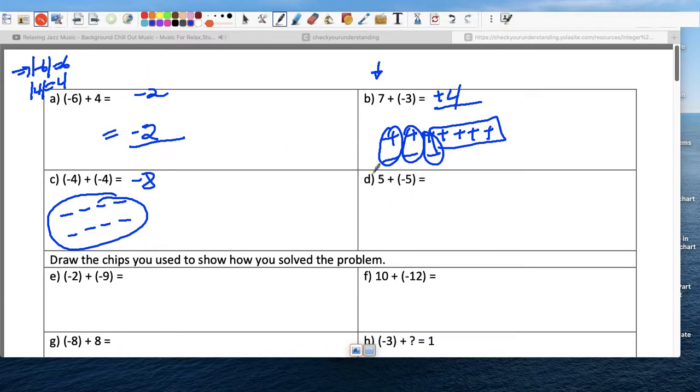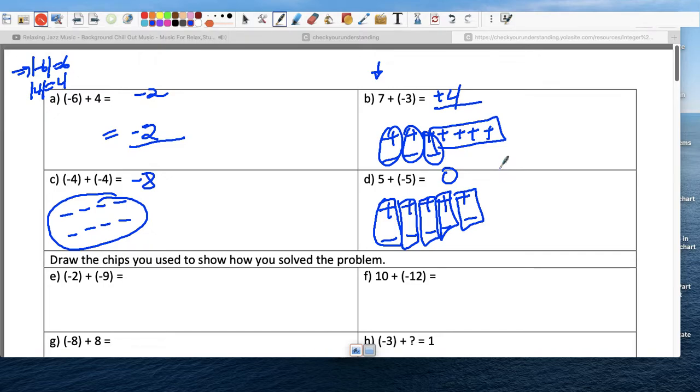Likewise, this one here is 1, 2, 3, 4, 5. 1, 2, 3, 4, 5. Can we make zero pairs? Yeah, we can. So this is a zero pair, that's a zero pair, that's a zero pair, that's a zero pair, and this is a zero pair. So we end up with 0.